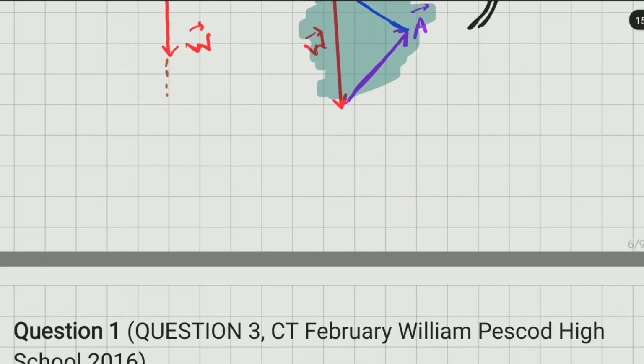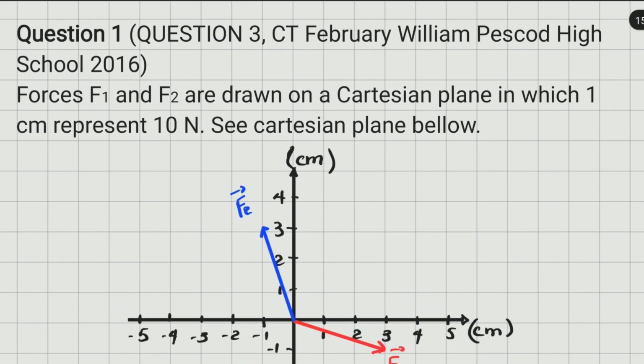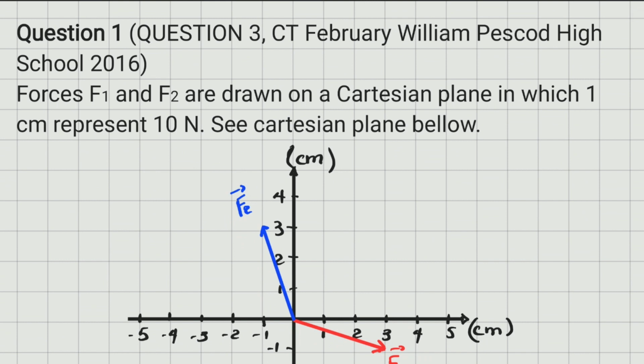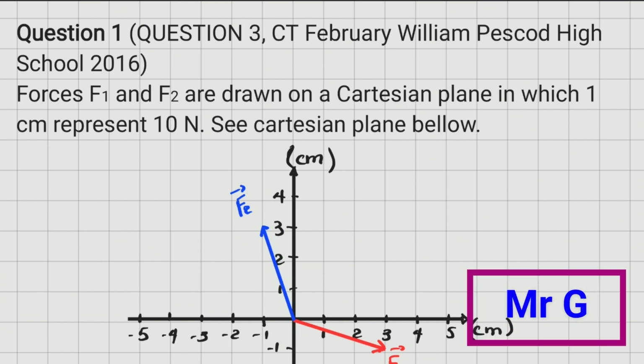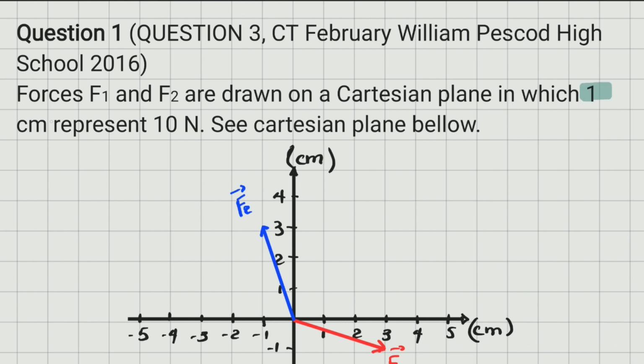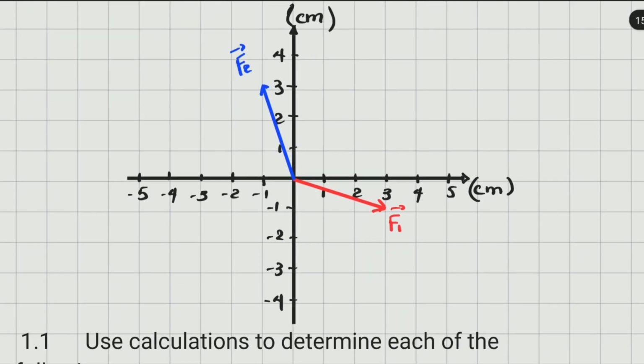So let's go to the first question we are going to solve, and this was a question paper previously. They say forces F1 and F2 are drawn on the Cartesian plane in which 1 centimeter represents 10 newtons. And this is important data in this question because the question is a little bit tricky. See the Cartesian plane below. And this is the Cartesian plane.